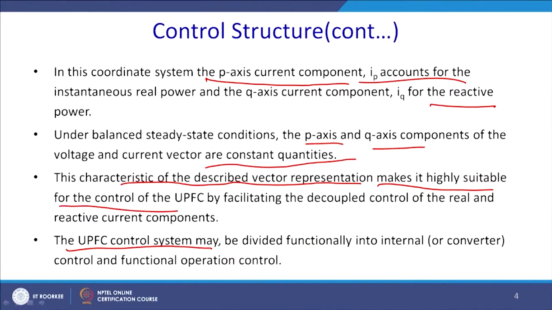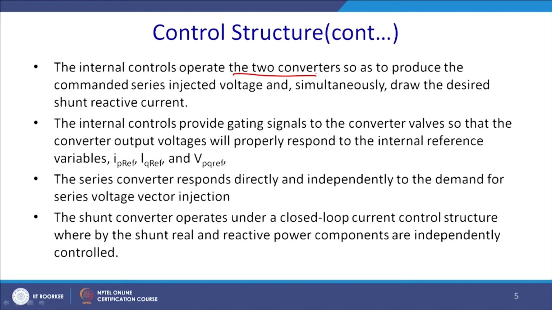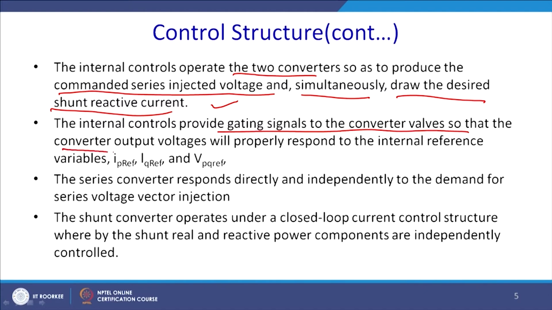The UPFC control system may be divided functionally into the internal or converter control and the functional operational control. The internal control operates the two converters so as to produce the commanded series injected voltage and simultaneously draw the desired shunt current. The internal control provides gating signals to the inverter valves, so that the converter output voltage properly responds to the internal reference variables such as IPRF, IQRF and VQRF.